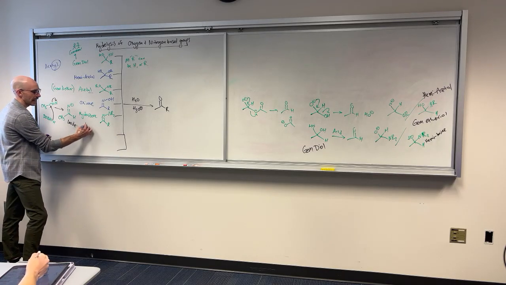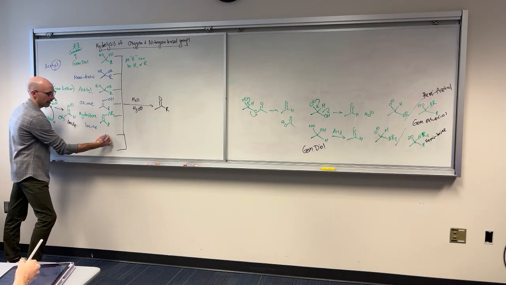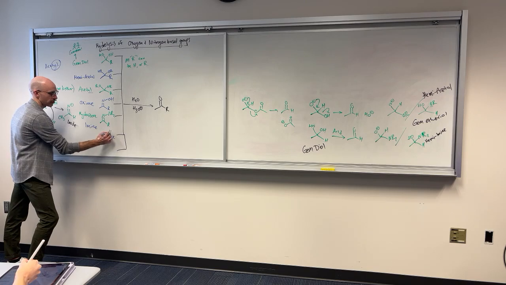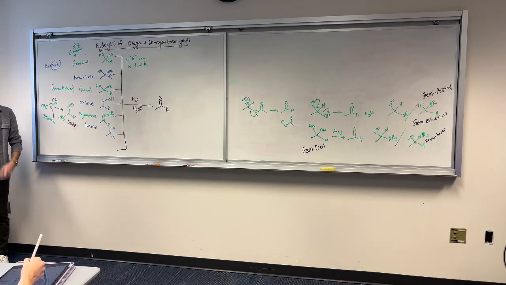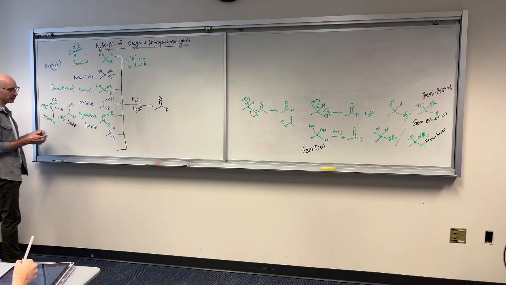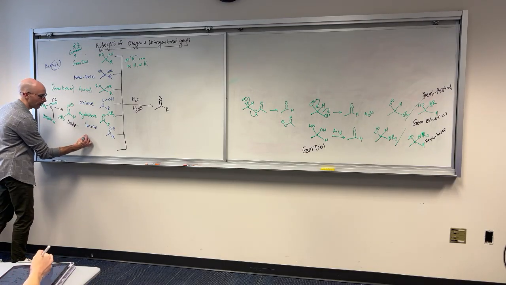Then we have the imine. The imine is the carbon-nitrogen double bond. And I'm going to put R here as well, but of course it could be H. And then our last group is the enamine.